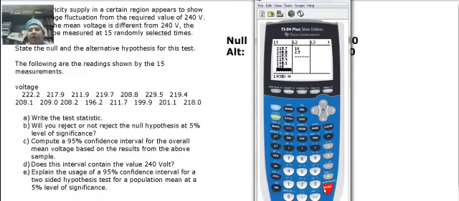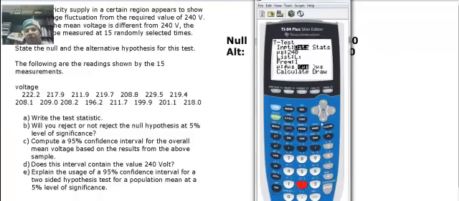209, okay, and then 208.2, okay, 196.2, right? 211.7, 199.9, right? 201.1, 218 even. Did I enter everything correctly? Okay, good. Very good. So let's go to our stat tests.